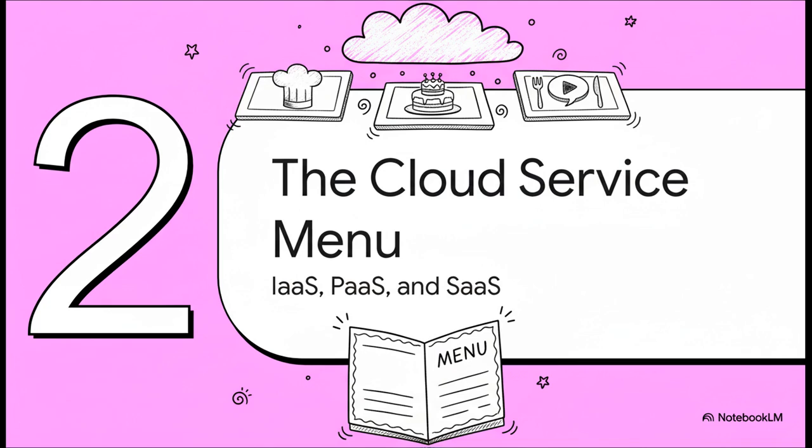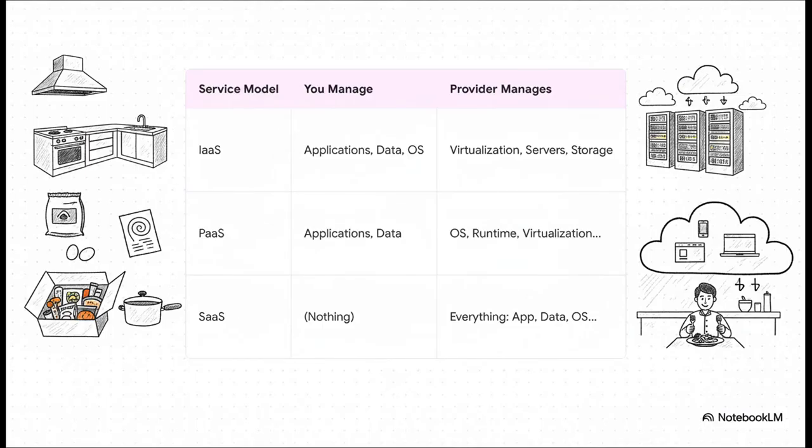Okay, so it's super important to remember that the cloud isn't just one single thing. It's more like a menu at a restaurant. You can order different kinds of service depending on exactly what you need. So let's take a look at the 3 main options on that menu. And a great way to think about this is with a restaurant analogy. At the very bottom, you've got infrastructure as a service, or IaaS. This is like renting an empty restaurant kitchen. You get the ovens, the plumbing, the space, but you have to bring all your own food and recipes and do all the cooking.